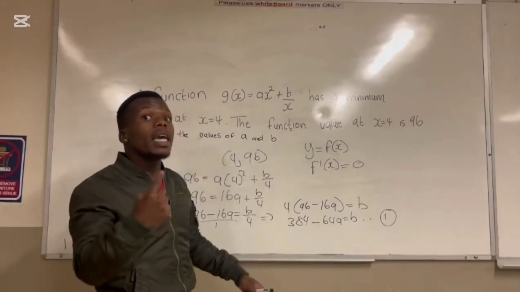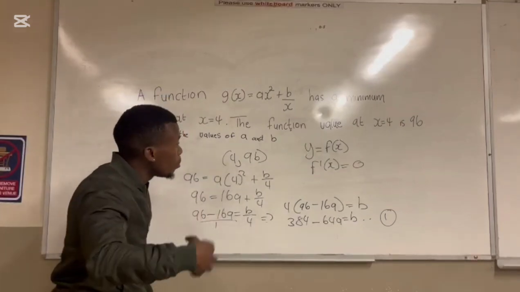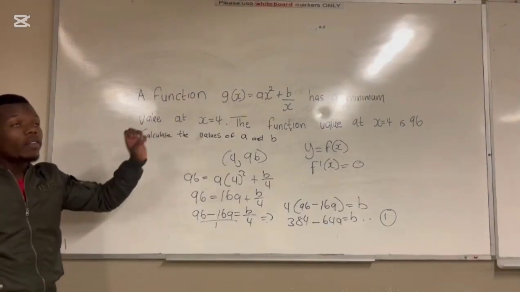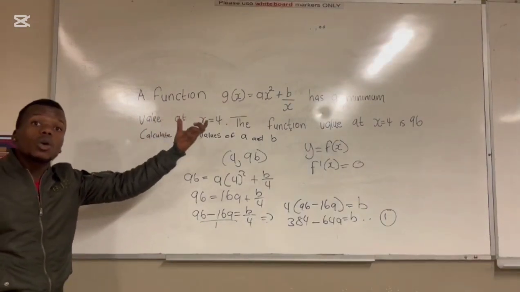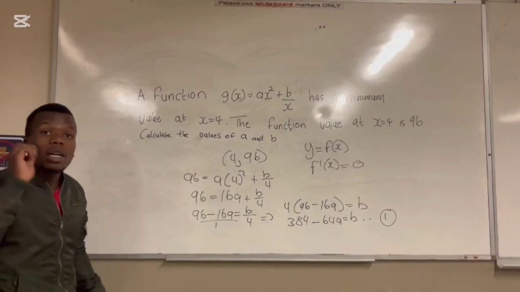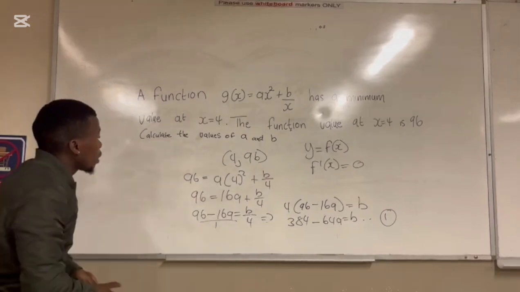Is 4. Me and you, what we will do is to reverse the process. Meaning, my friend, I will take my function g of x equals ax squared plus b over x, and derive it and equate to 0. But where I see x, I must substitute 4.